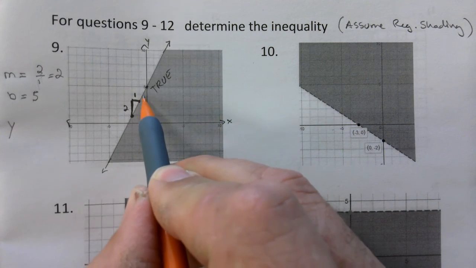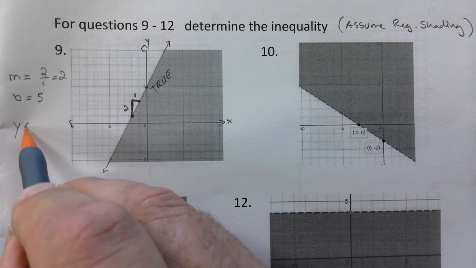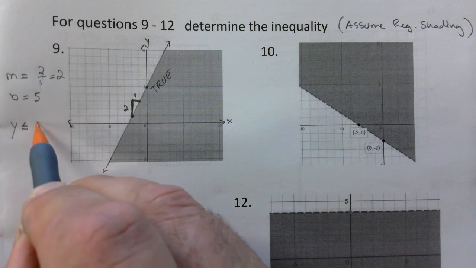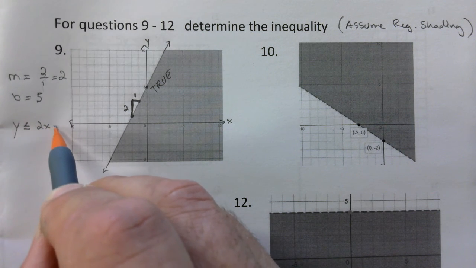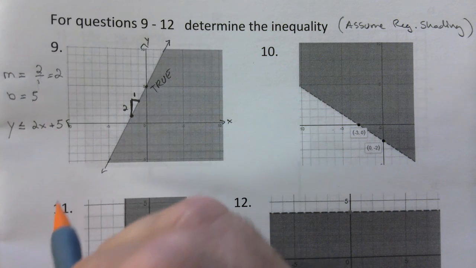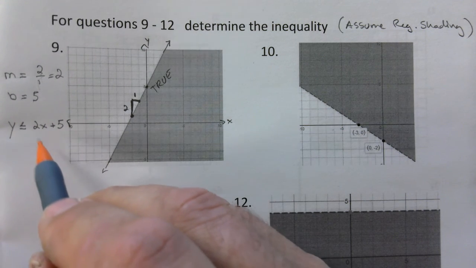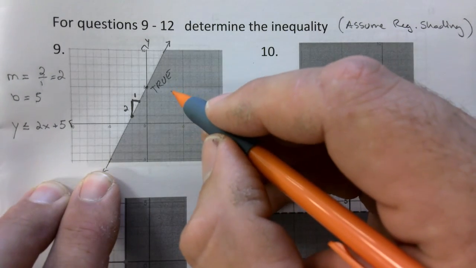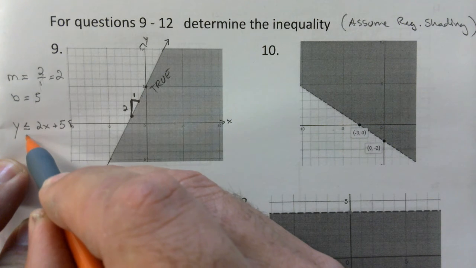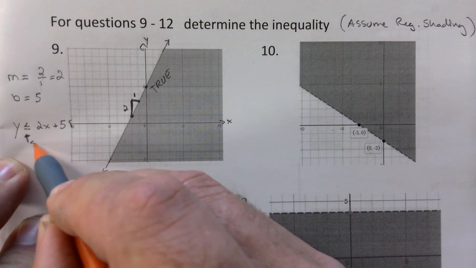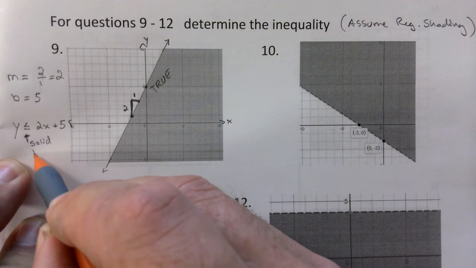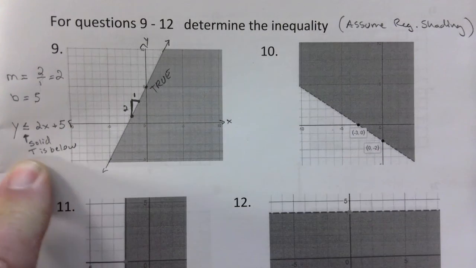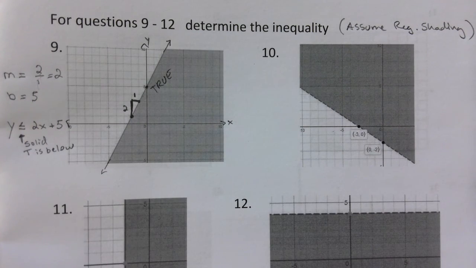True is below and it's solid. So I'm going to go less than or equal to 2x plus 5. Go ahead. I'll just make a note here. Okay, it's solid and true is below. Right, like that's how I got that inequality symbol.